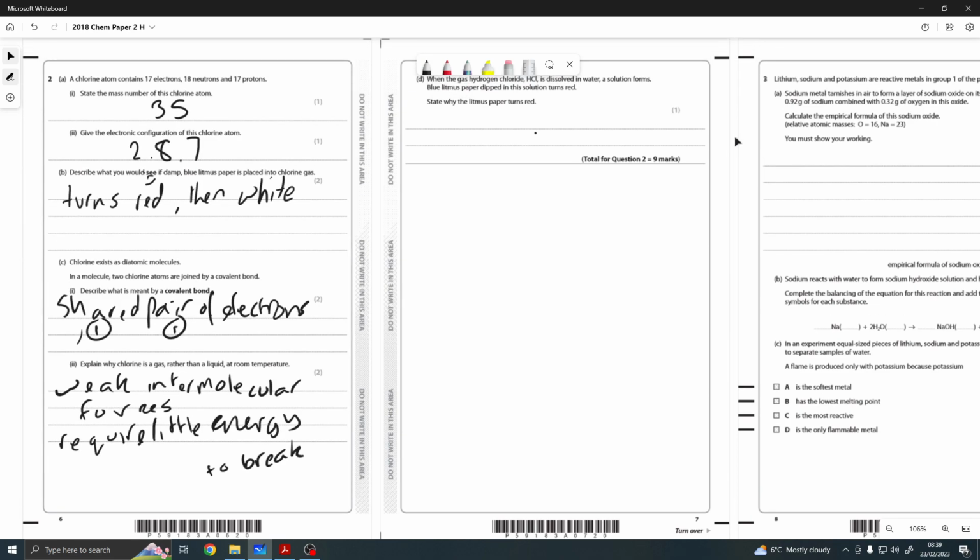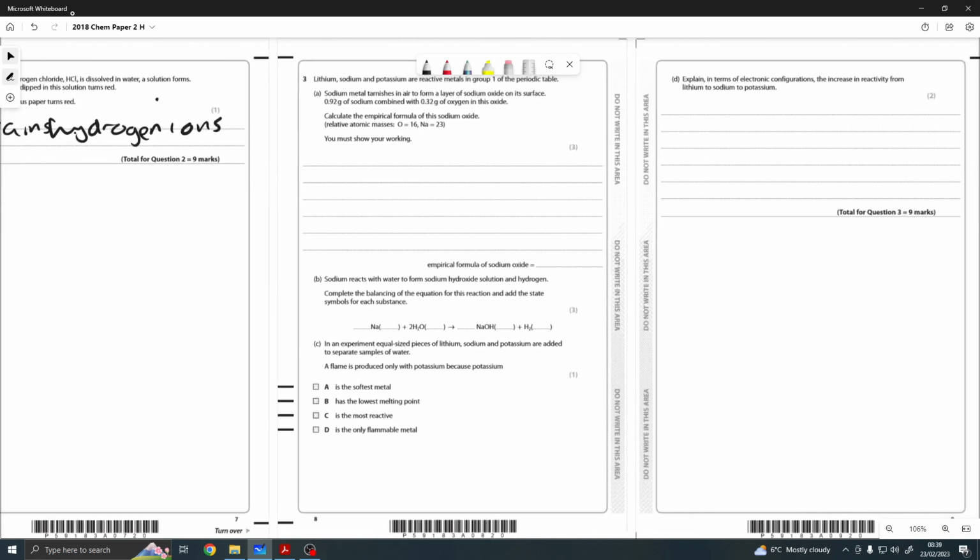Okay. When the gas hydrogen chloride is dissolved in water, a solution is formed. Blue litmus paper dipped in this solution turned red. Explain why the paper turned red. Okay. It's because it contains hydrogen ions, because that makes it acidic.